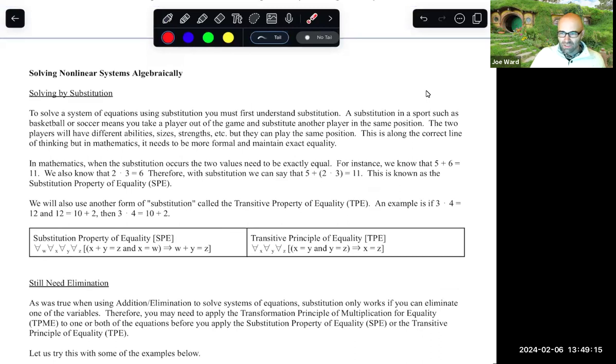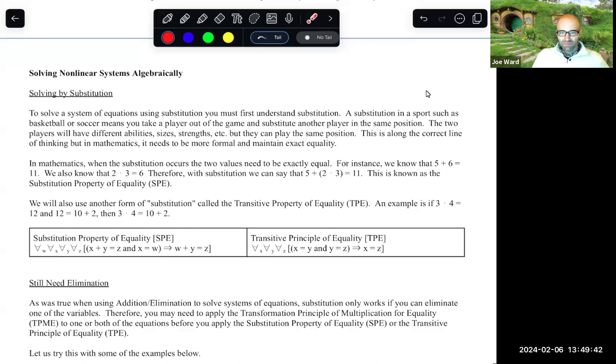Okay? A substitution in a sport, such as basketball or soccer, means you take a player out of the game and substitute another player in the same position, typically. The two players may have different abilities or sizes or strengths, but they can play in the same position. This is along the right lines, but in mathematics, it needs to be more formal, and you have to maintain exact equality. So I can't take something out and put something in that's kind of similar. I have to put something in that's exactly the same.